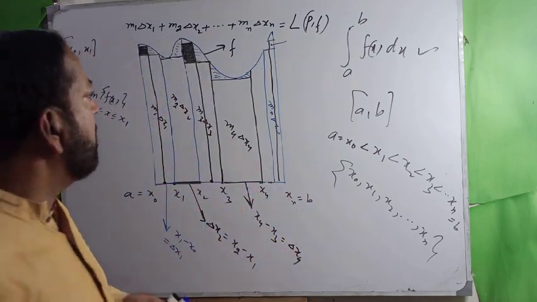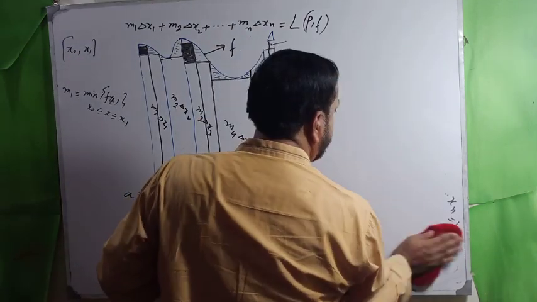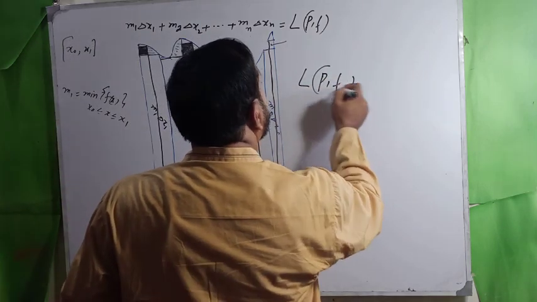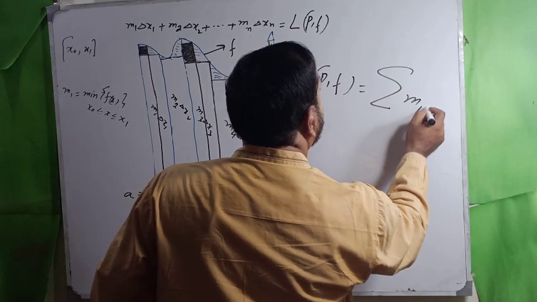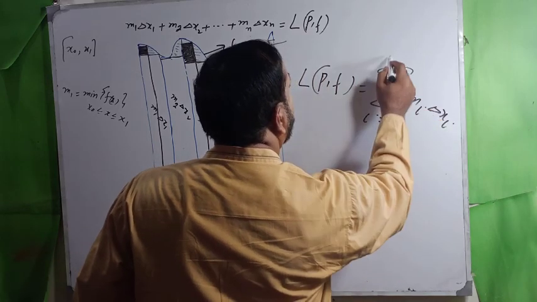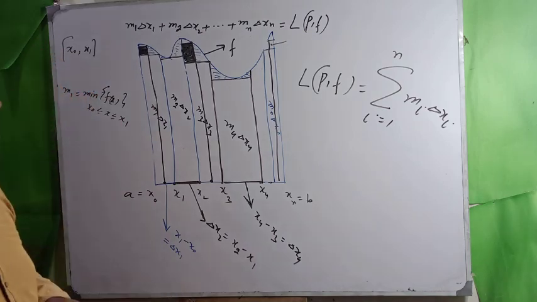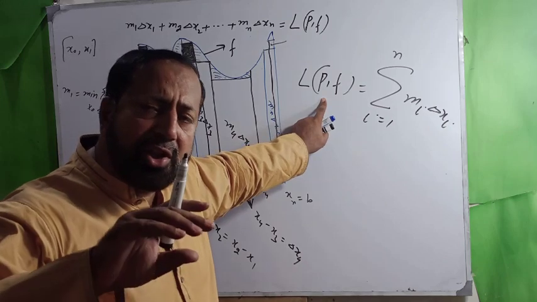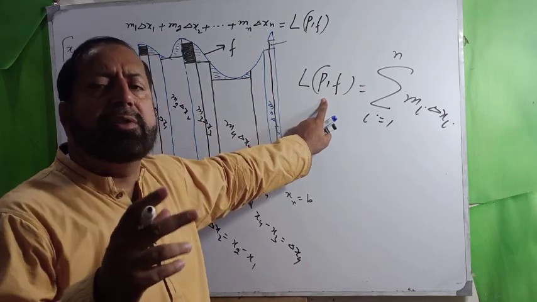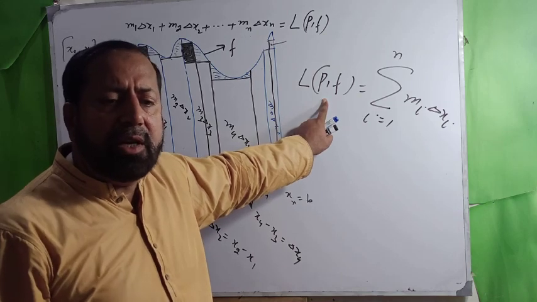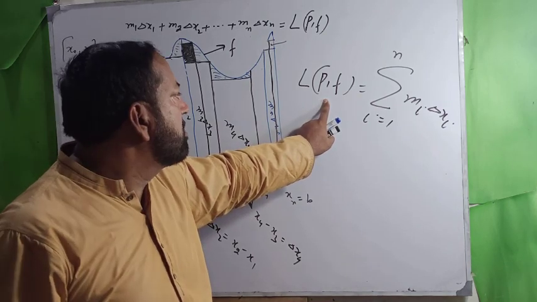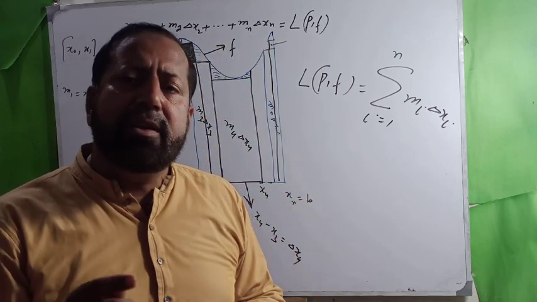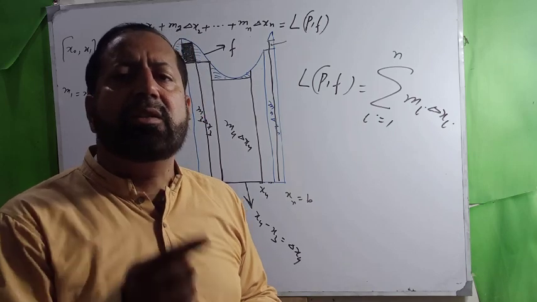So what we have done, we have calculated LPF, and what is this? This is summation mi delta xi, i varies from 1 to n. Of course, this was the one partition P. And if you change your partition, you take another partition, then you refine it. Suppose you have 100 partitions, then find lower sums through all these 100 partitions.